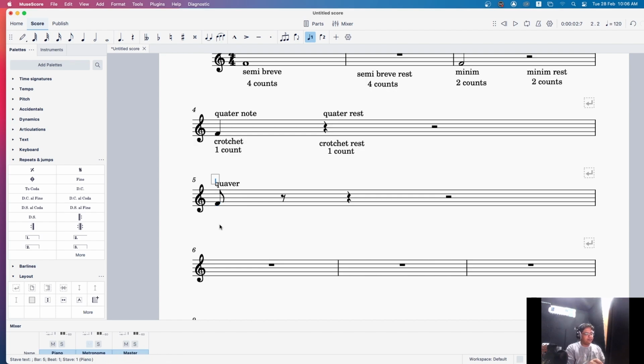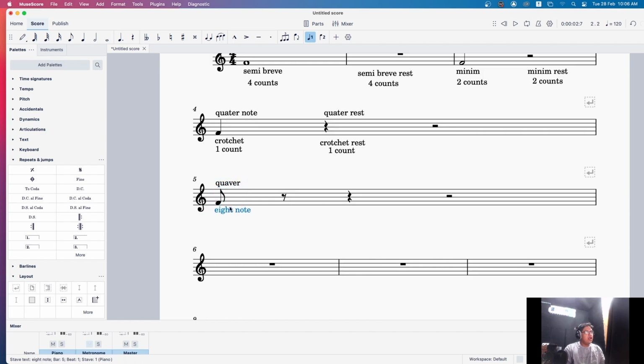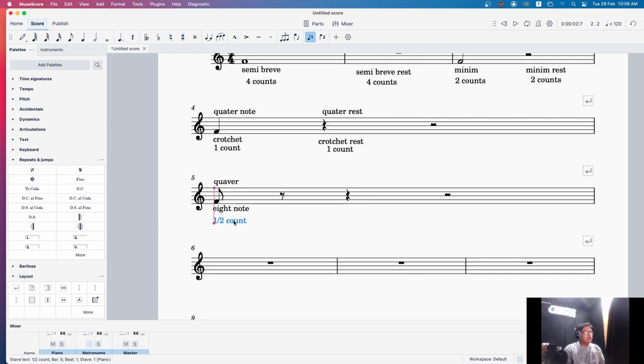Other name is 8th note. Okay, count is half count. 1 by 2, half count. This is the quaver, eighth note, half count. This is the quaver rest. Quaver note, quaver rest, also called eighth note rest. Count, half count only.